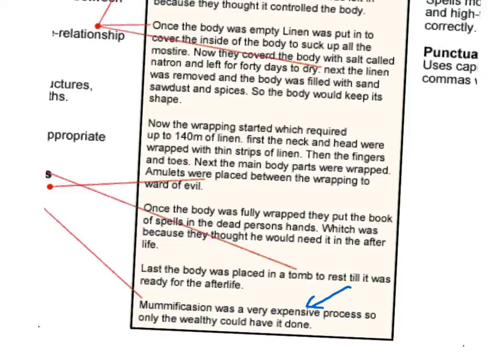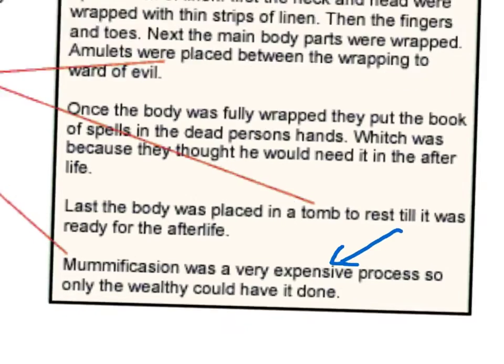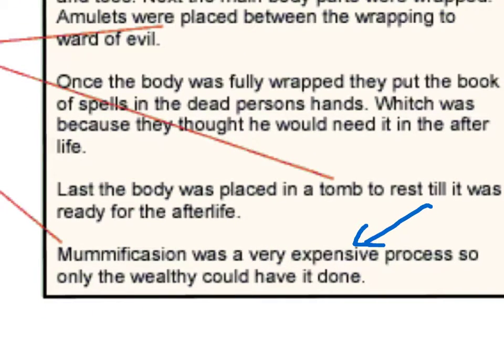This is the standard exemplar, and it's to do with how mummies were made. And you'll notice down the bottom here, the last sentence, which is the conclusion, is to do with mummification, obviously, and you can see that it just summarises what the information report is about in one sentence, and it also adds the last piece of information that the writer has deemed important to be at the end. So in this location here, it says mummification was a very expensive process. Only the wealthy could have it done.